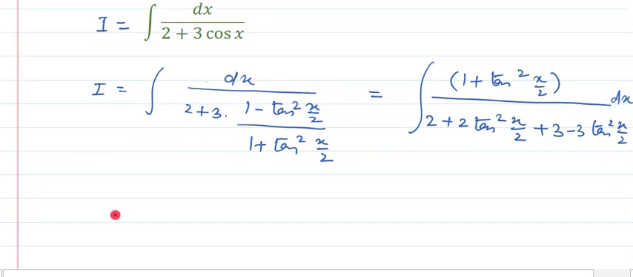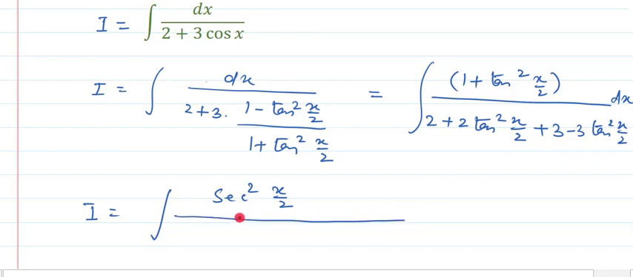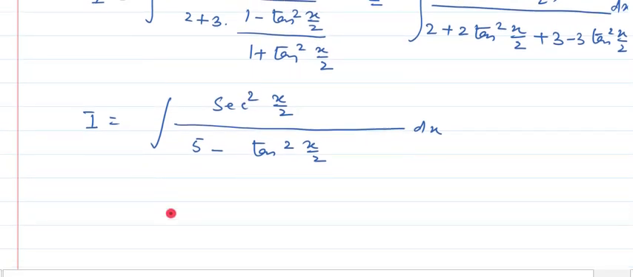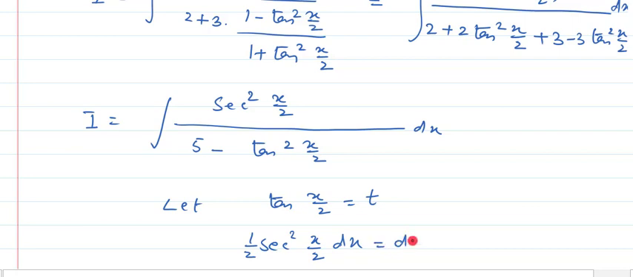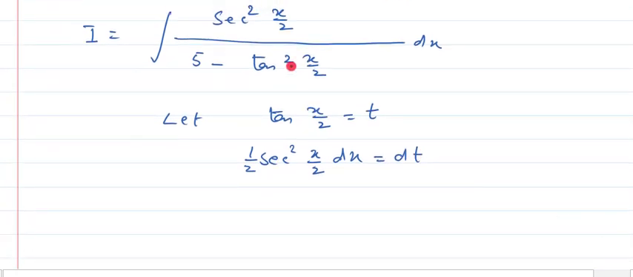Now simplifying the denominator, and in the numerator let us write this term as sec square x upon 2. This is sec square x upon 2, and in the denominator we are left with 5 minus tan square x upon 2 dx. Okay. Now as I told you, let us substitute tan x upon 2 as t. So we are getting secant square x upon 2 into 1 upon 2 by chain rule of differentiation dx is equal to dt. So let us change this secant square x upon 2 dx into 2 dt.